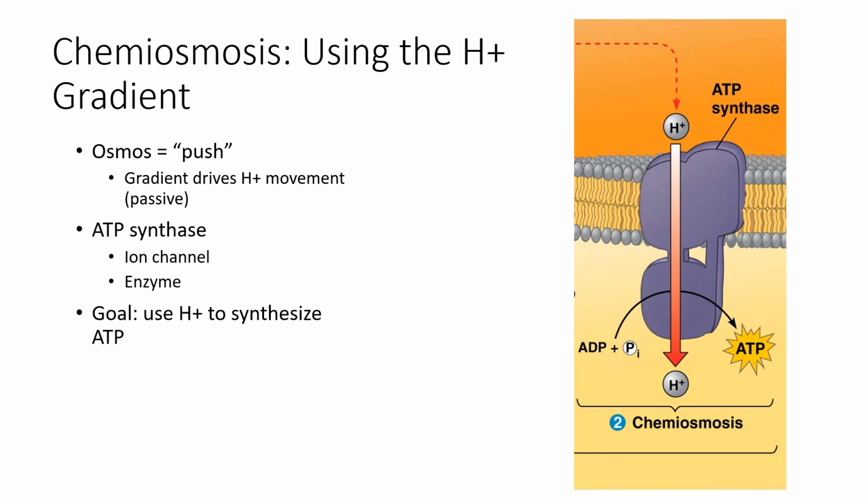So the molecule that we're looking at in its totality is ATP synthase. And what ATP synthase does is it synthesizes ADP into ATP. So in and of itself, ATP synthase is an ion channel because it allows for those hydrogen ions to pass through it, as well as it's an enzyme, and we'll see why.